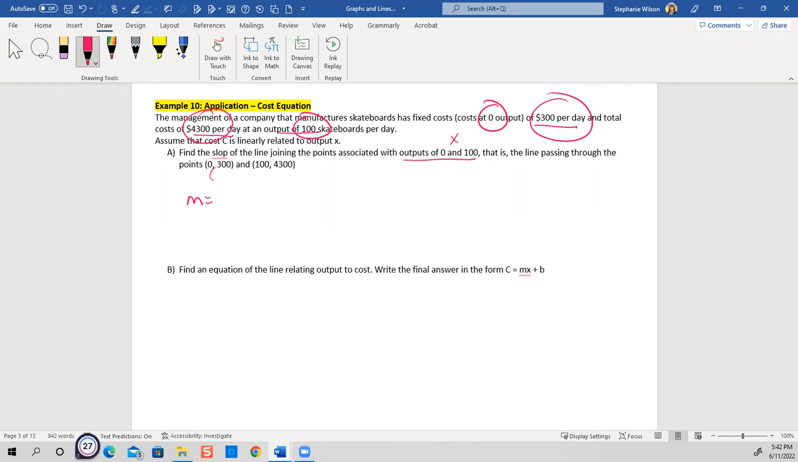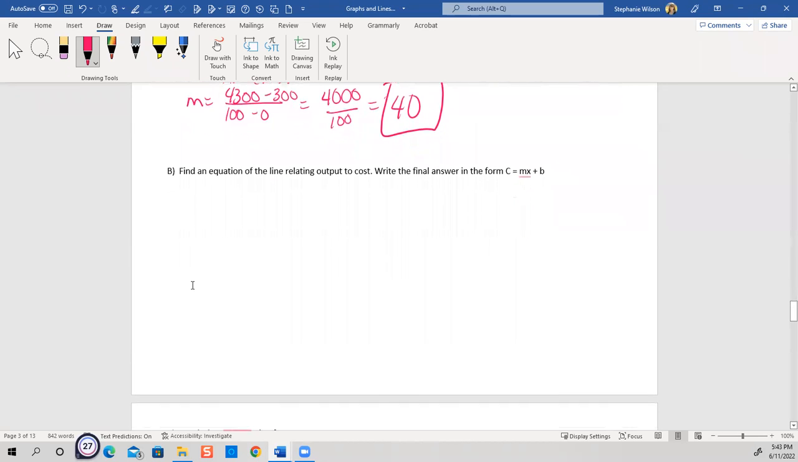So we're going to take our ordered pairs (x1, y1) and (x2, y2). We take y2, which is 4,300, minus y1, which is 300, over x2, which is 100, minus x1, which is 0. 4,300 minus 300 is 4,000. 100 minus 0 is 100. 4,000 divided by 100 is 40. So now I know the slope. We got that answer, and it's a gain, since that's a positive number.